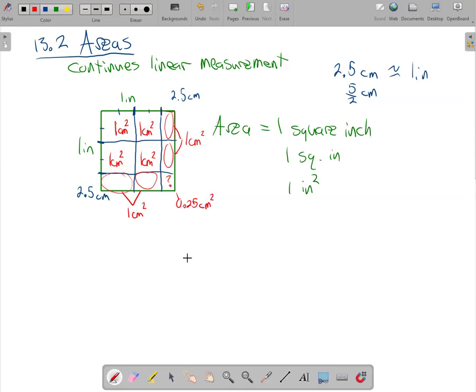So altogether, what does it look like 1 square inch is about equal to? How many square centimeters? Looks like 6.25, right? So we have 1, 2, 3, 4, 5, 6, and then that little fraction there. So it looks like we get about 6.25.